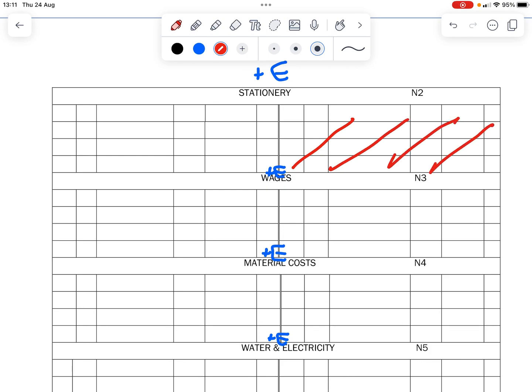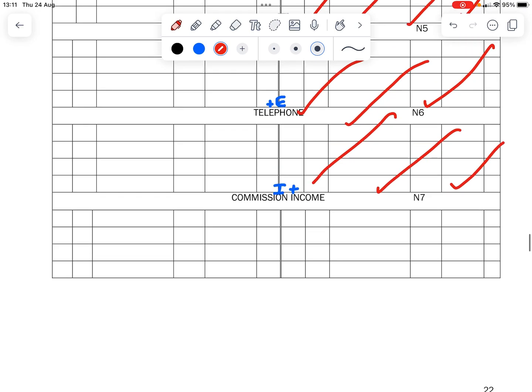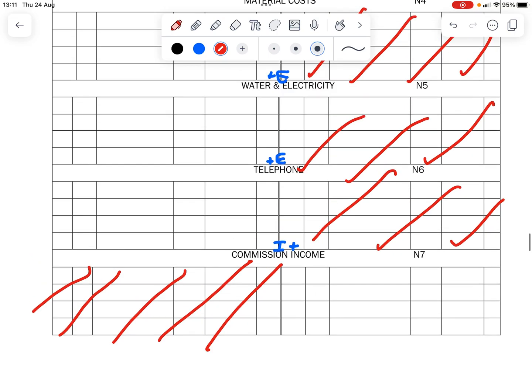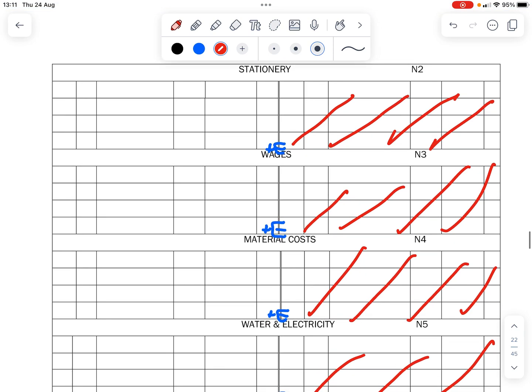Remember, we always work with the plus side, so you can get rid of the credit side for stationery, for wages, for material costs, for water and electricity, for telephone, and then commission income being an income, we would use the credit side so we can get rid of the debit side. Now, you don't have to go in and draw these funny lines that I've done. I just do it as a visual to assist you guys in making sure that you use the correct side of the general ledger. We then get to stationery, which has a total brought down on the first.